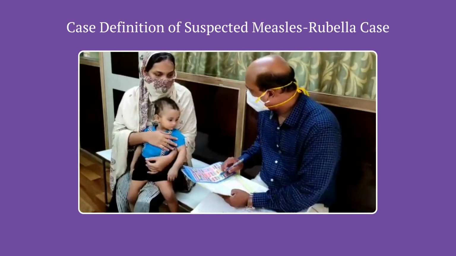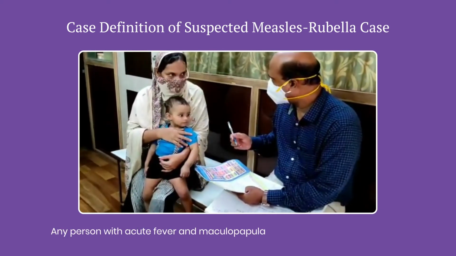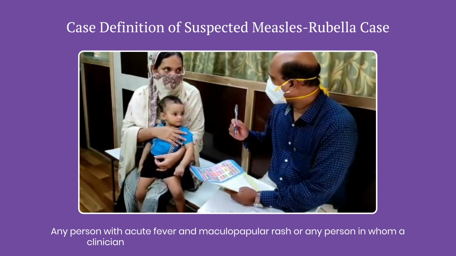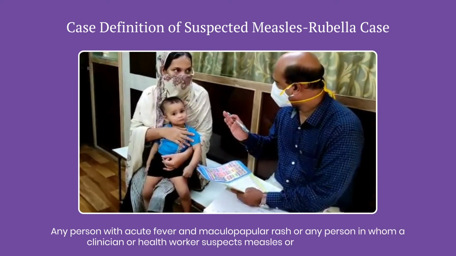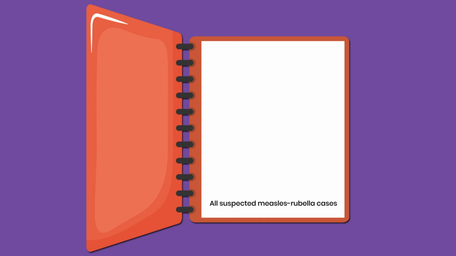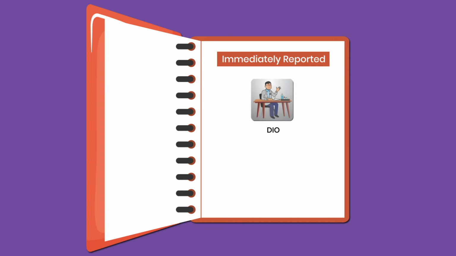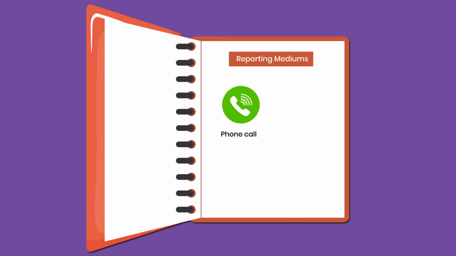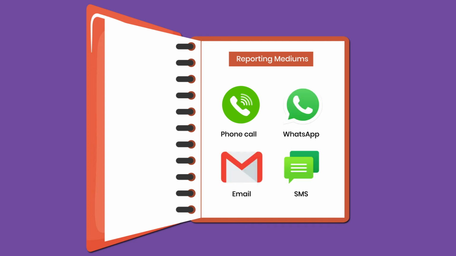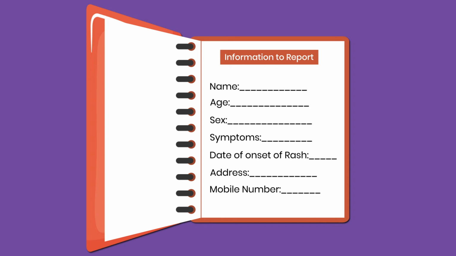The case definition of a suspected measles-rubella case is: any person presenting with acute fever and maculopapular rash, or any person in whom a clinician or health worker suspects measles or rubella infection. All suspected measles-rubella cases with onset of rash within the last 3 months should be immediately reported to the district immunization officer or surveillance medical officer of WHO, NPSP by phone call, WhatsApp, email, SMS. Name, age, sex, symptoms, date of onset of rash, address and mobile number of the patient should be shared.